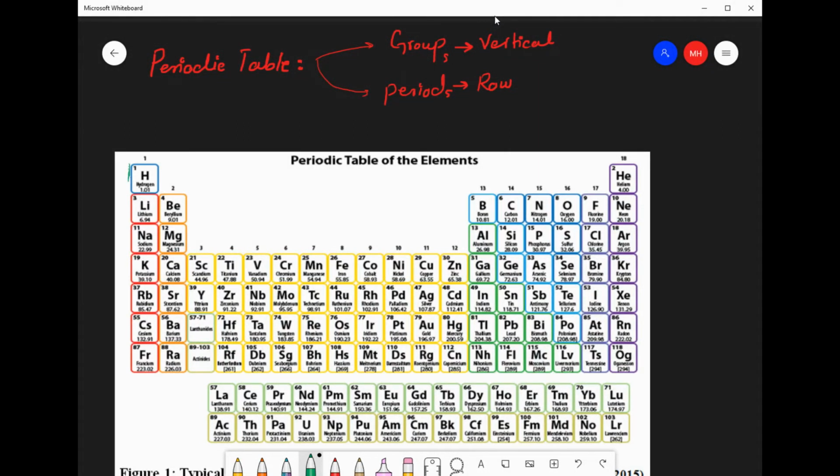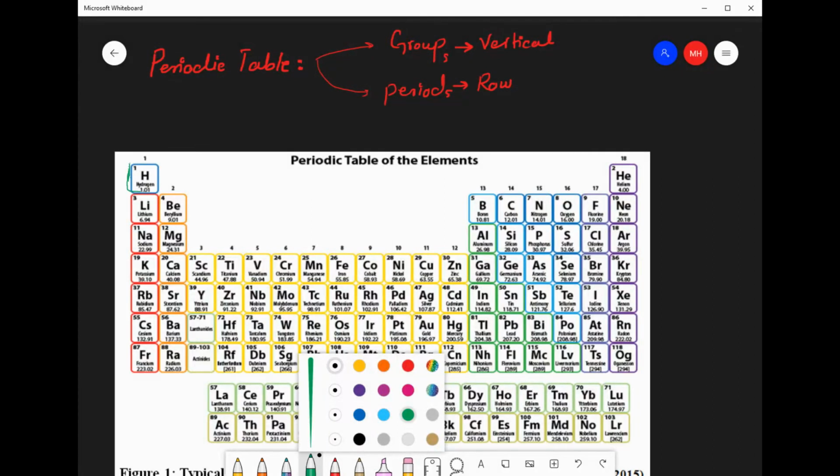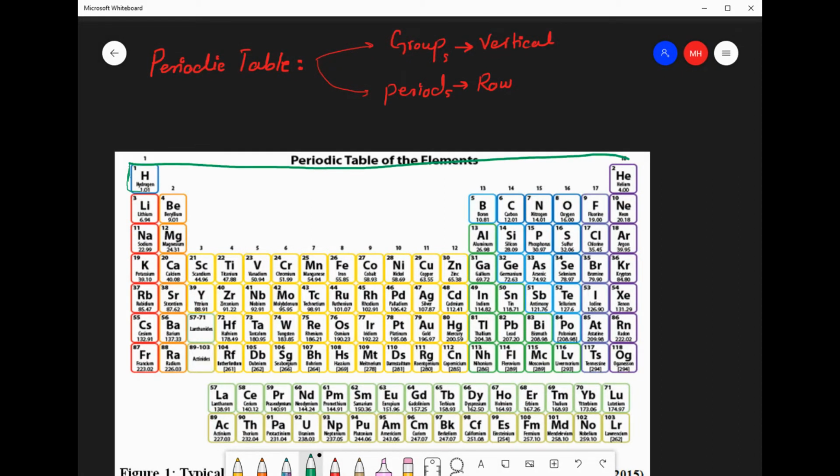So if you see the first row over here, let me just increase the size. This first row has only two atoms inside it, which are hydrogen and helium. So this is row number 1. The second row is this one, so the second period is this one. How many atoms do we have in this? Please count. 1, 2, 3, 4, 5, 6, 7, 8. We have 8 atoms in the second period.